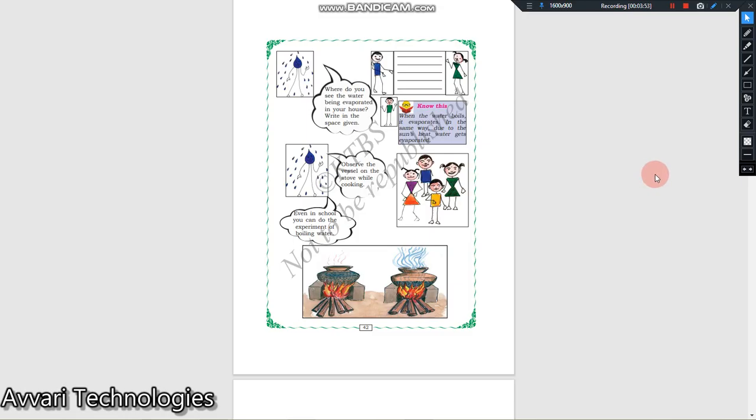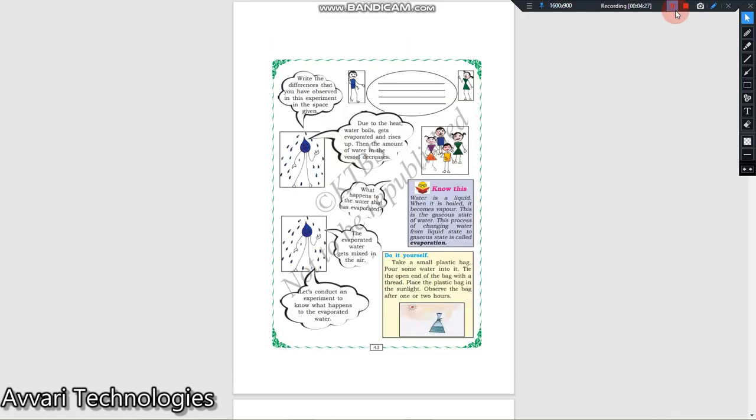Observe the vessel on the stove while cooking. Even in school, you can do the experiment of boiling water. Here they have given a full tumbler of water kept here and it has started to heat. After some time, the water changes to water vapor and with the heat, the water had become less. So let's go to the next page.